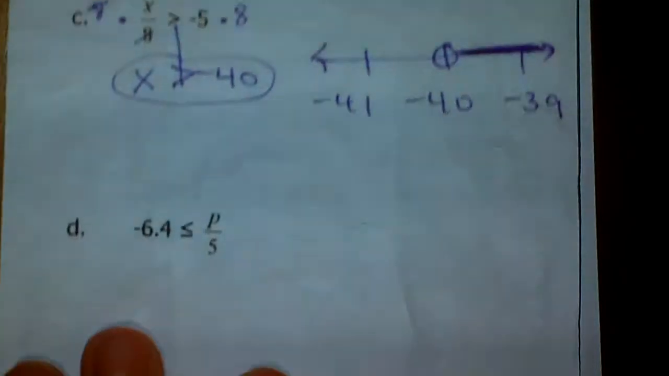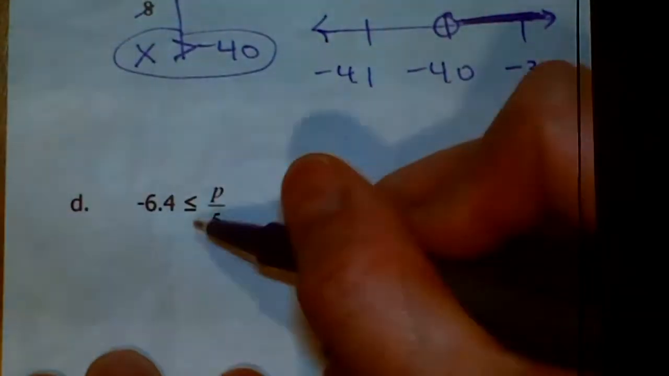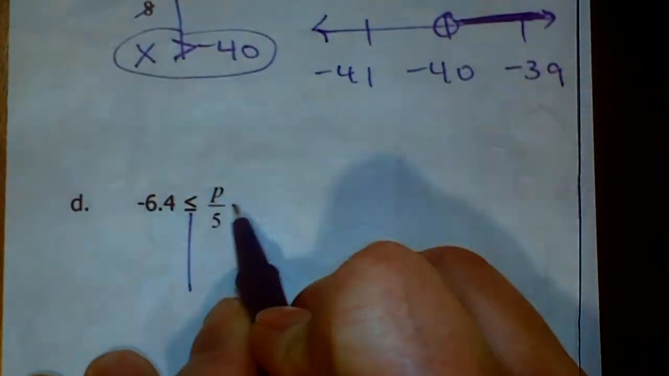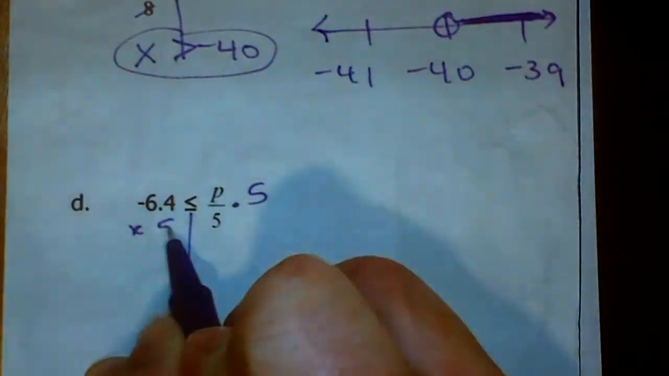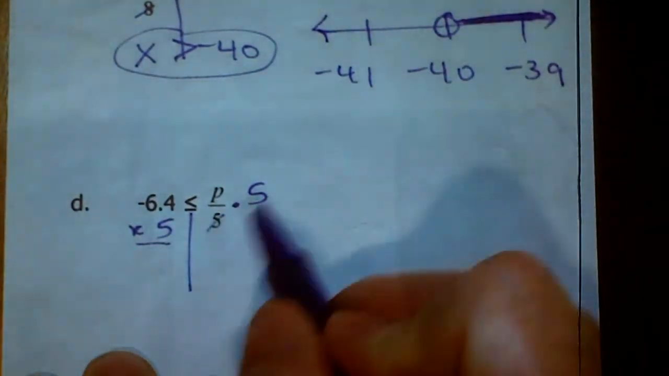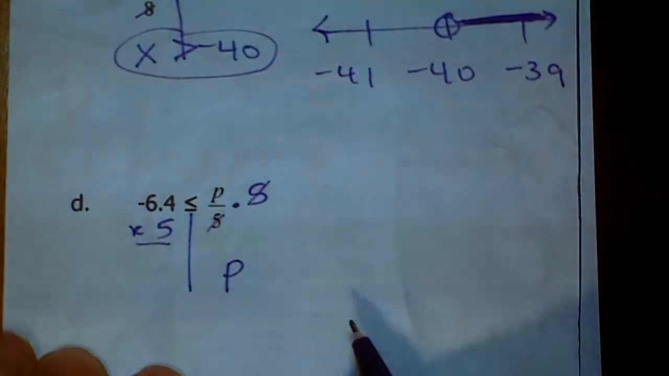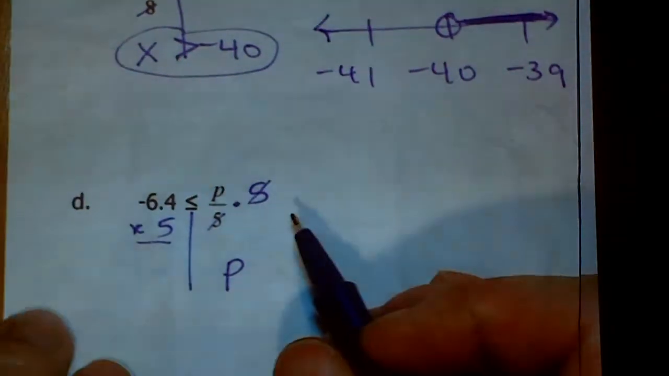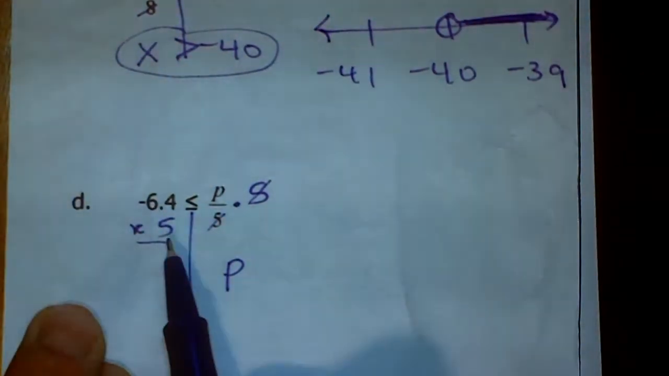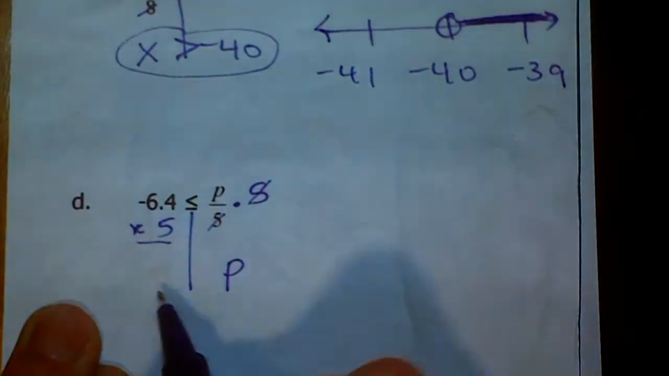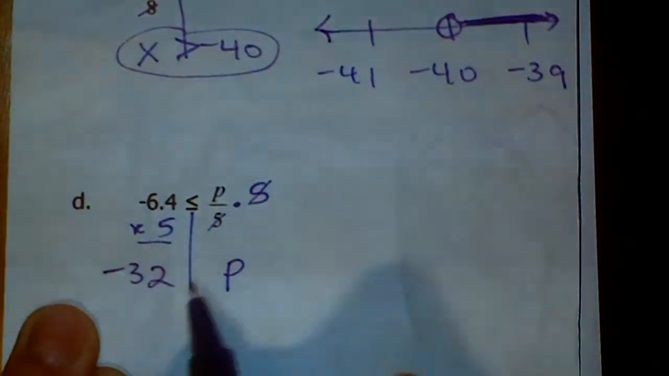Okay, letter D, this is a division equation. The variable is being divided by 5. To undo that, we're going to multiply each side by 5. So P is left on the right. Ooh, we'll change that soon. And now we're taking negative 6.4 times 5. That actually gives you a negative 32.